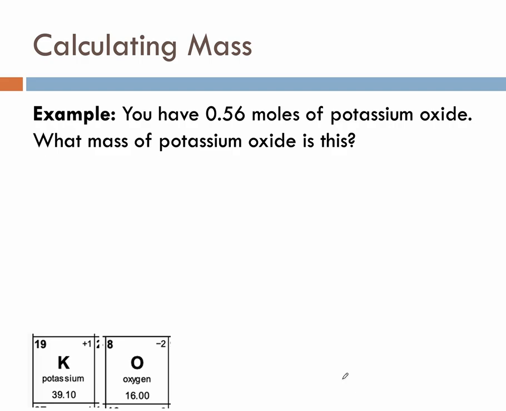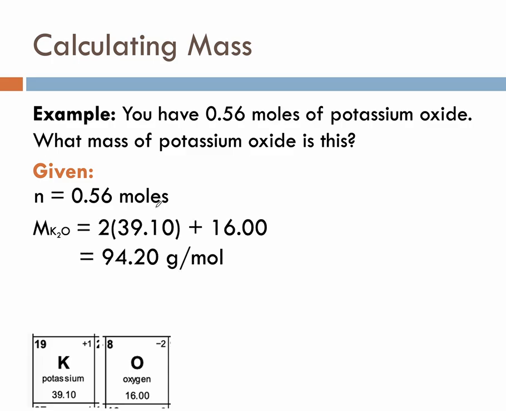So let's say we had 0.56 moles of potassium oxide, and we need to know the mass of potassium oxide. Again, we think about our given. The first thing I'm given is just the number of moles. So the symbol for that would be little n, and there's my unit of moles. Now I'm also given the molar mass, but this I'm given in a sneakier way here. I'm really given this through the periodic table.